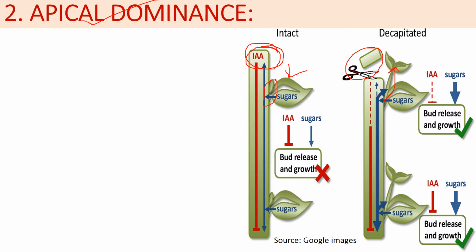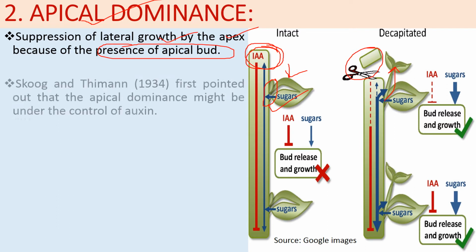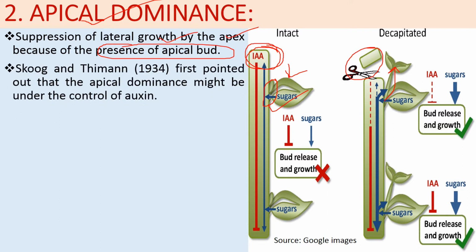So many hormones play important role in this phenomenon. So this is the suppression of lateral growth by apex because of the presence of apical bud. So apical bud is the source of auxin. Skoog and Thimann in 1934 first pointed out जो apical dominance है that might be due to the presence of auxin or under the control of auxin.